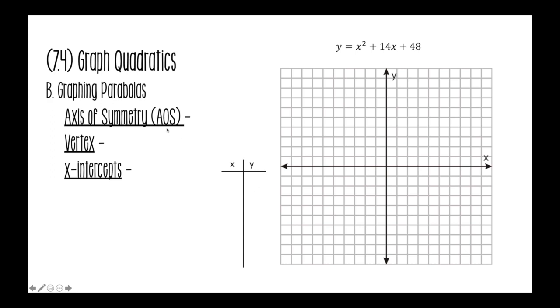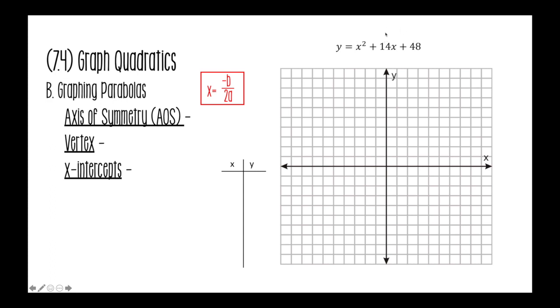So when we're doing the axis of symmetry, you need the formula for that, and this is something you'll need to memorize. That formula is x is equal to -b divided by 2a. Now you want to remember that this is in the form ax squared plus bx plus c.